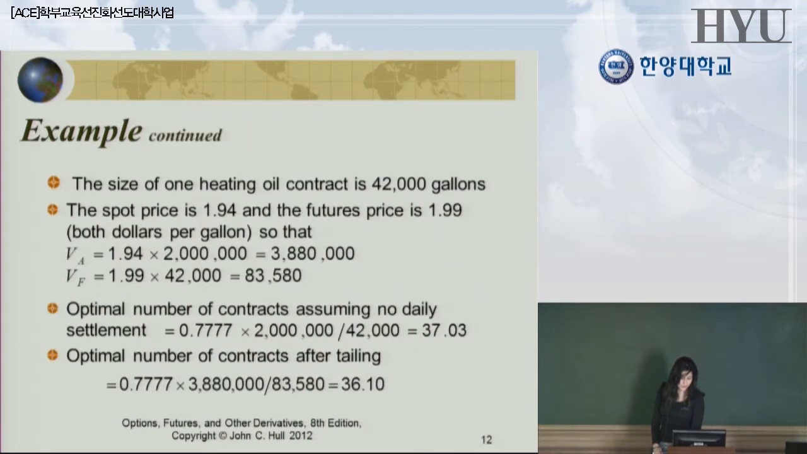Okay, so after that they give us another example that you can find in the book. The size of one heating oil contract is 42,000 gallons. The spot price is 1.94, and the futures price is 1.99.